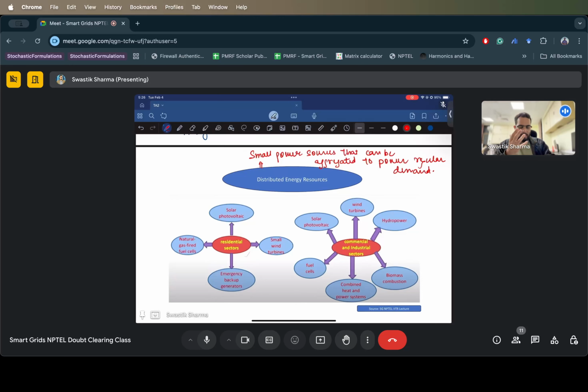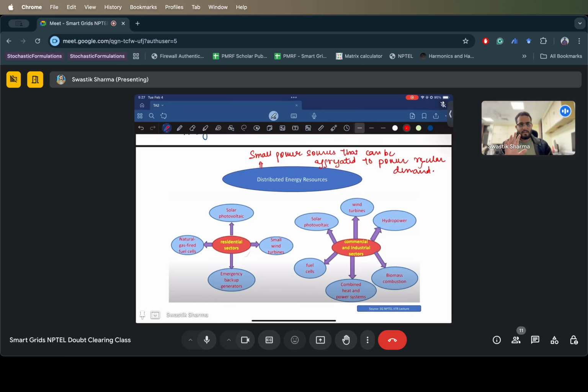I mean, this figure is from your NPTEL lecture only, but these are not the only available DERs. There are more DERs in the picture as well. Your EVs are also DERs. Right now they cannot discharge, but in future people are working on discharging EVs as well so that they can power your house or a building, right? V2X they call it. So those can also be DERs. So DERs are small power resources that can aggregate to power a regular demand. So that's the gist of it.